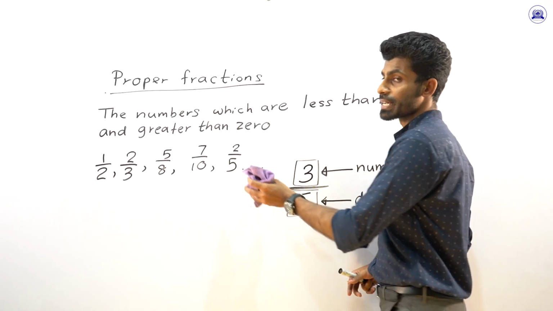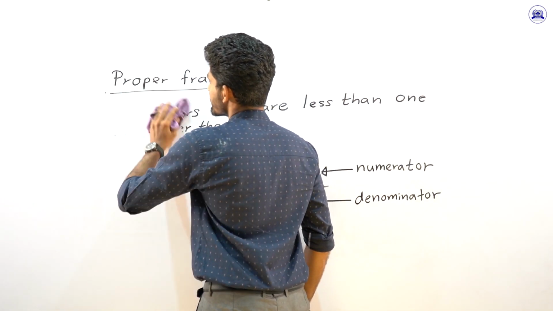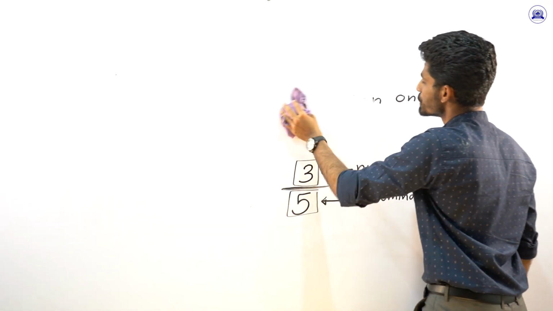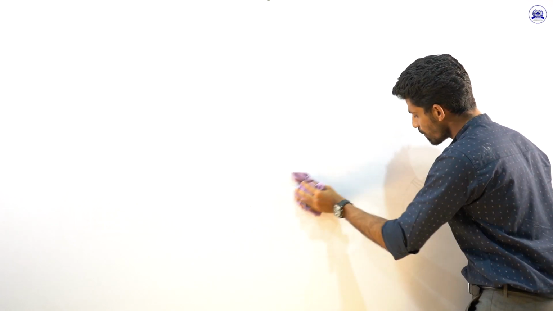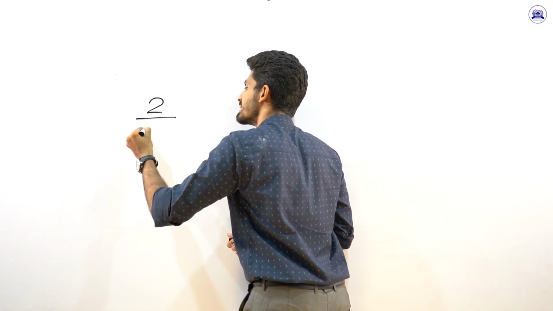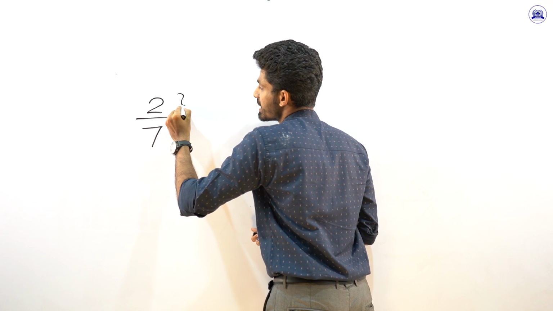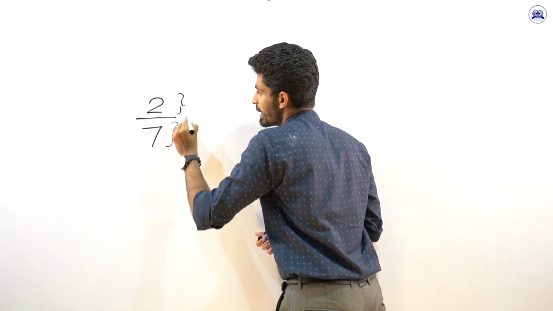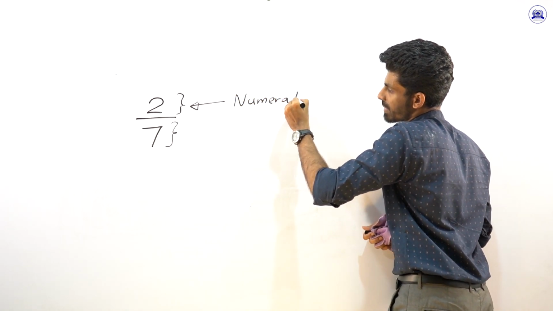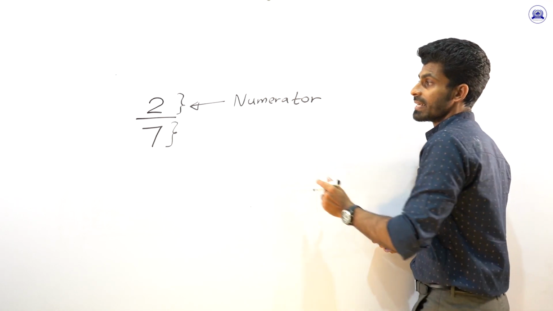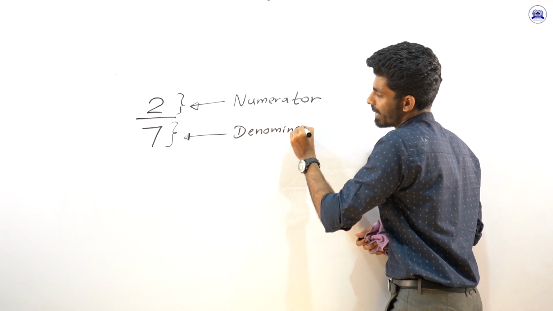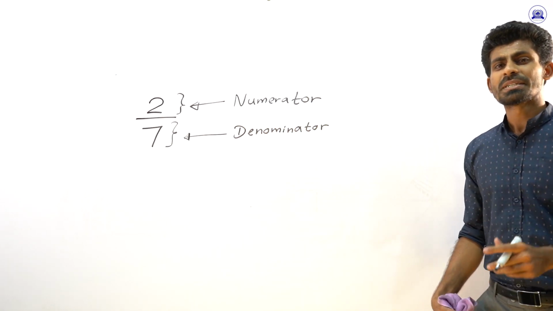Look at this, I'm taking my second example. Just consider 2/7. 2 is there and 7 is there. This one, the 2, we can call the numerator. This one, the 7, you can call the denominator. Those words are very easy.